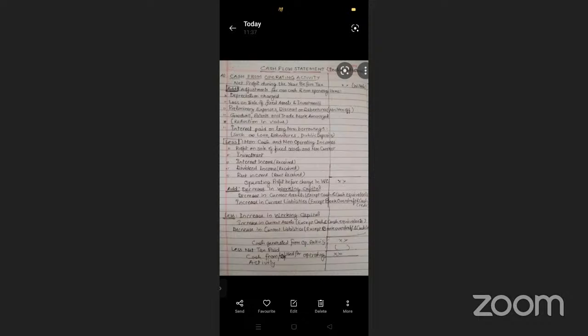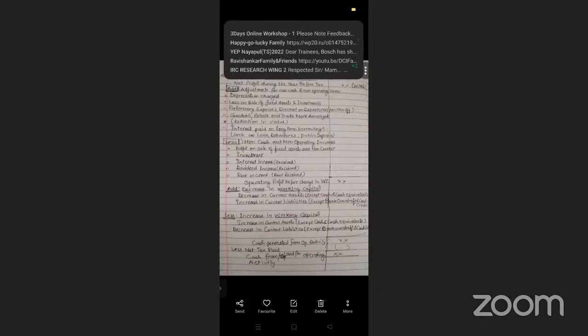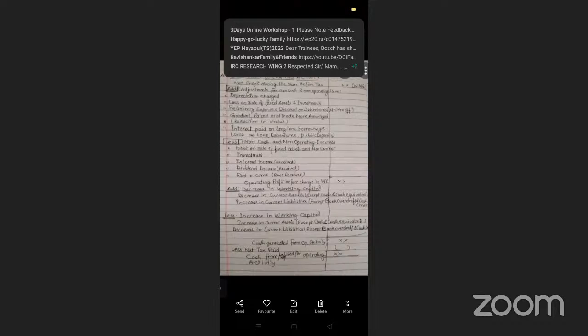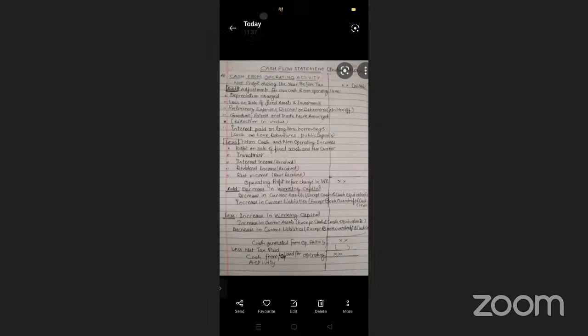Next, preliminary expenses and discount on debentures written off. I assume you all know what preliminary expenses are: the expenses incurred before starting, or in the process of starting, the company. Discount on debentures written off will also be taken. And goodwill, patents and trademarks that are amortized, any reduction in value will be added to this. Also, interest paid on long-term borrowings such as loans, debentures and public deposits will be added.